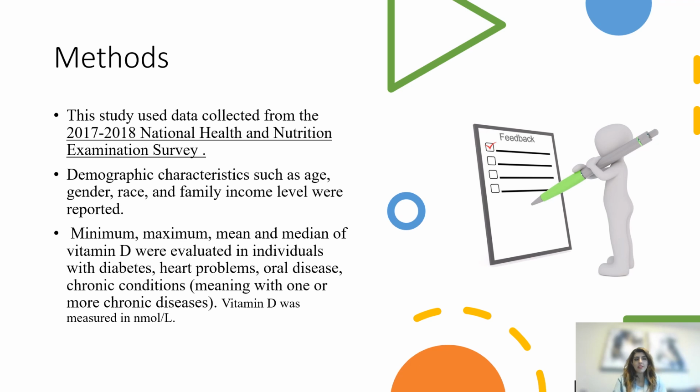As far as the methods, my team and I used the data that was collected from NHANES, which is the National Health and Nutrition Examination Survey from the year 2017-2018. We looked at different demographics such as age, gender, race, family income level, and then in order to do the math and analysis on vitamin D, we had to look at a total value of vitamin D since there are so many different forms, and we did the math on minimum, maximum, mean, median, and made charts and graphs based on that to compare and contrast different groups.